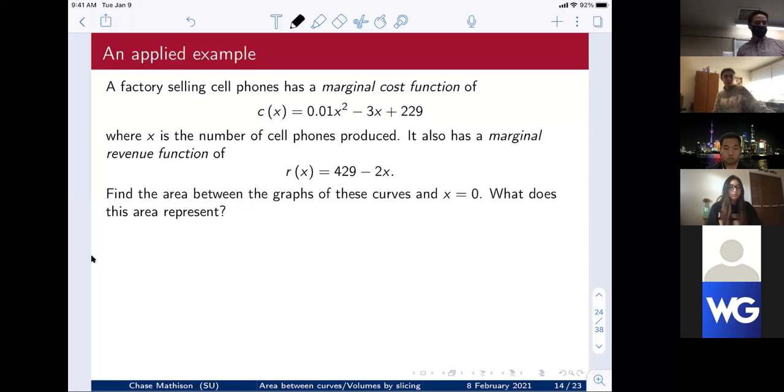Okay, so a factory is selling cell phones, and the marginal cost function that they found was C of x equals 0.01x squared minus 3x plus 229, where x is the number of cell phones produced. They find that they have a marginal revenue function of 429 minus 2x. Okay. Find the area between the graphs of these curves and x equals 0. And then we want to say, what does that area represent?